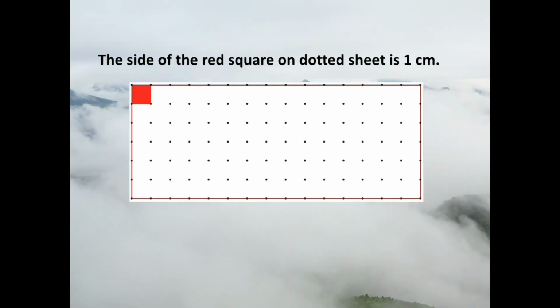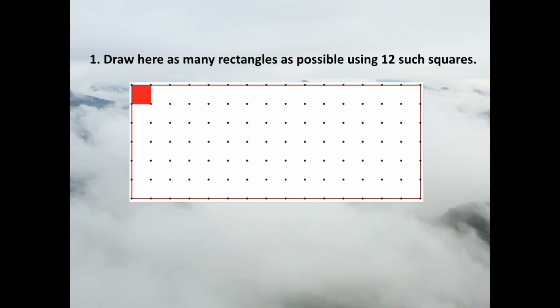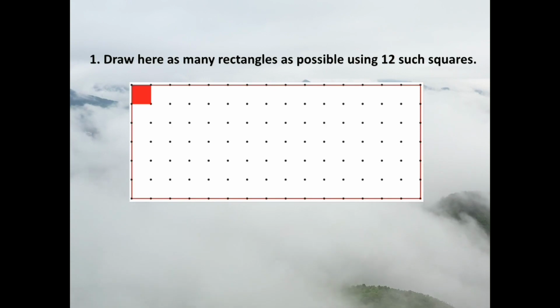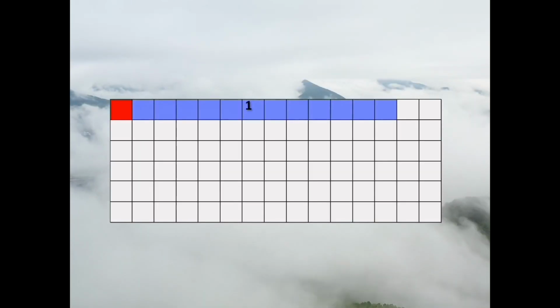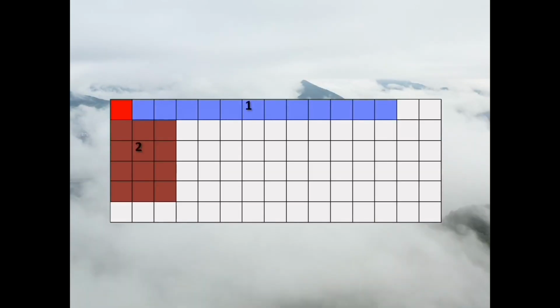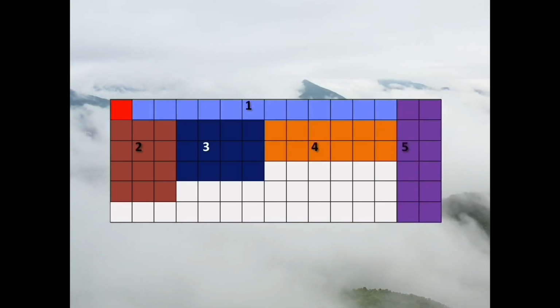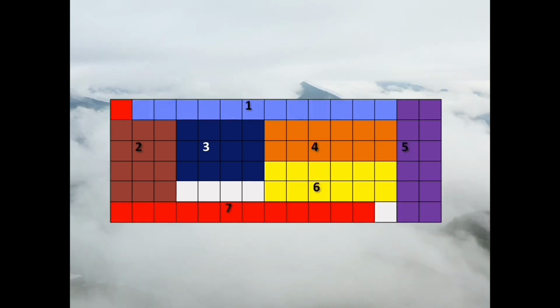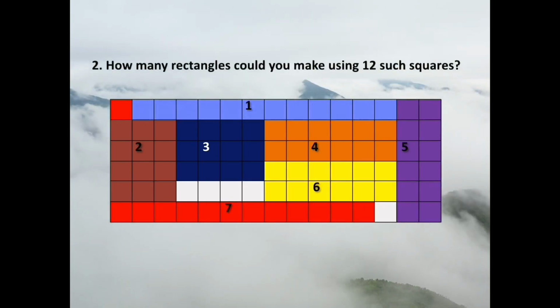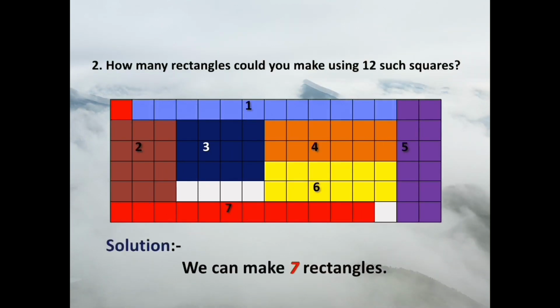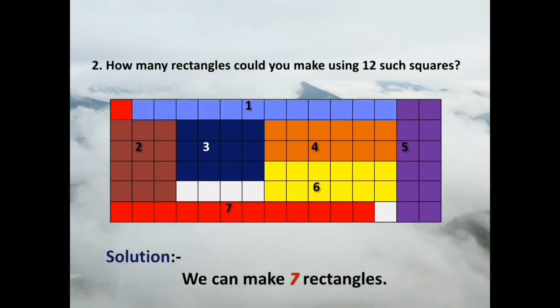The side of the red square on the dotted sheet is 1 cm. Draw here as many rectangles as possible using 12 such squares. How many rectangles could you make using 12 such squares? We can make 7 rectangles.